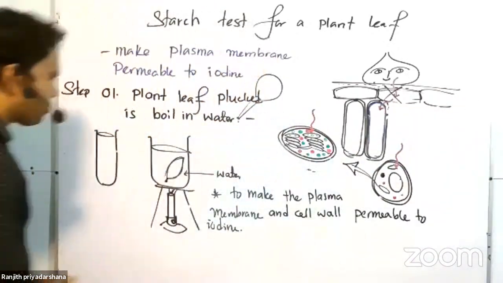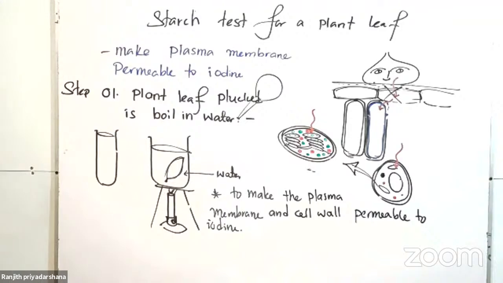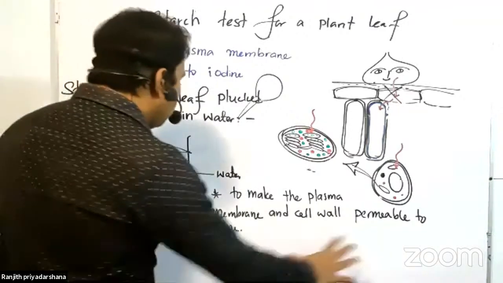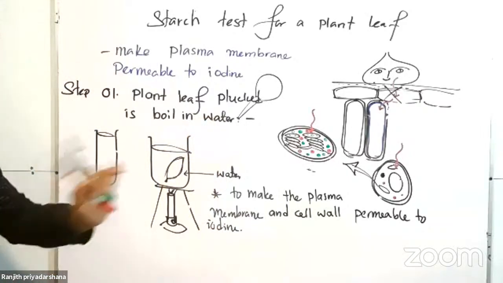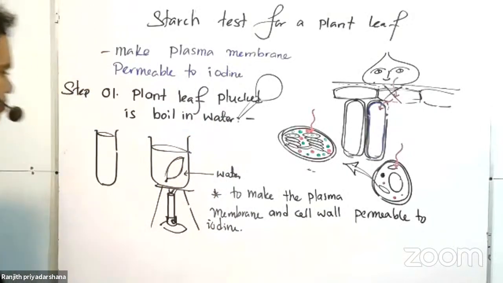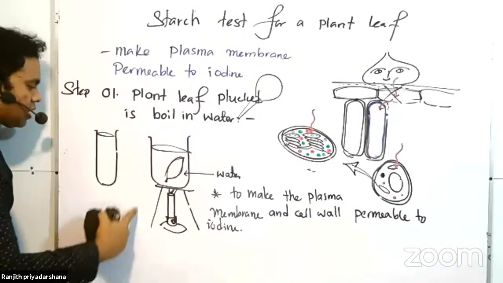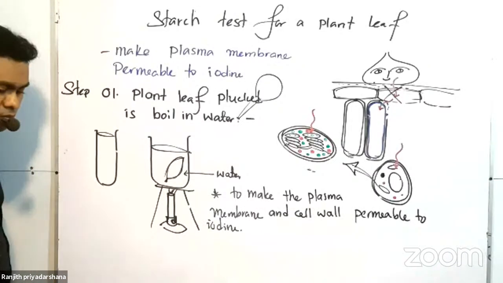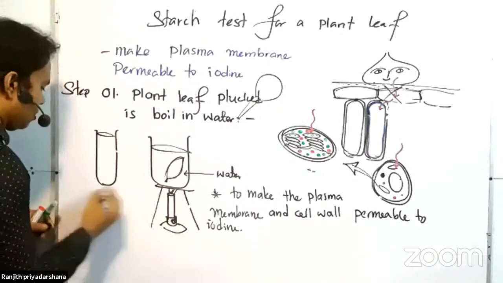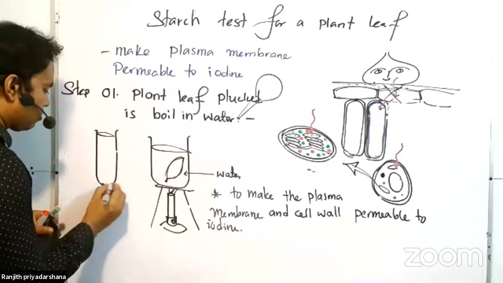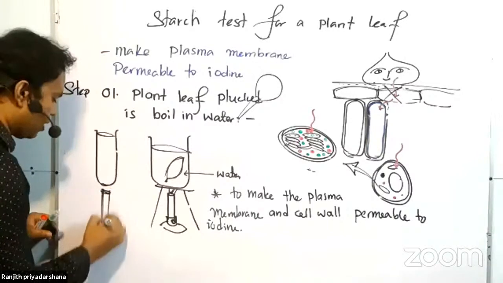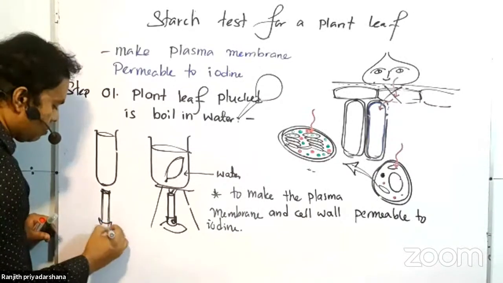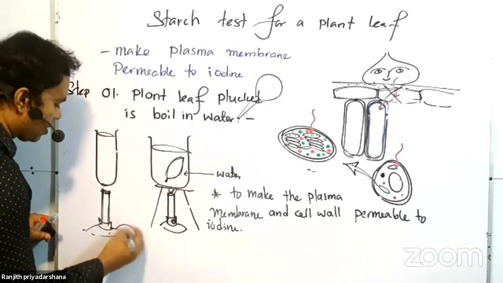Okay, good. To make the plasma membrane and cell wall permeable to iodine, you boil it in water. Now it's okay. Leave space to draw this diagram. So you have to draw that. If you put in the test tube, we can do that too. So you can boil it by using a Bunsen burner. Okay.